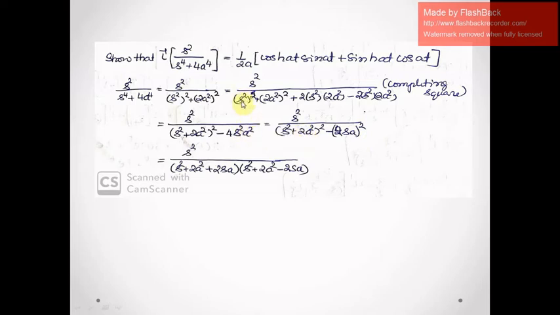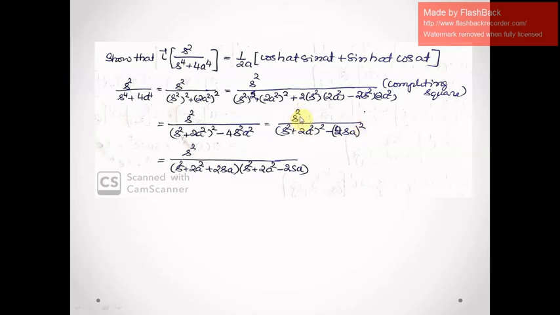So this becomes a square plus b square plus 2ab, that is a plus b whole square. So we have s square plus 2a square whole square, minus this, we will keep it as it is. So 2 here, minus 4a square s square. The second term, we can write it as 2sa whole square. 2 square is 4, a square and s square.